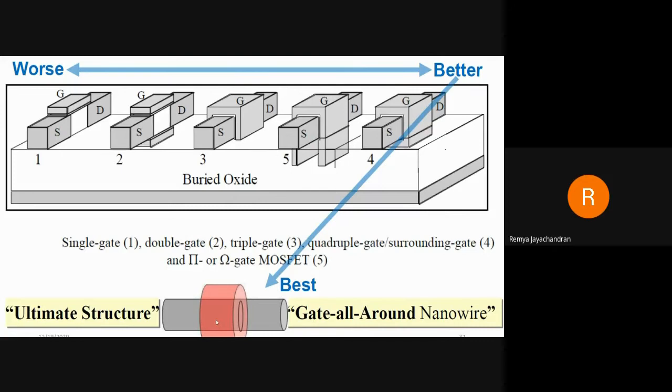Now the semiconductor industry is moving towards the 5 nanometer technology node, and researchers are working on these nanowire transistors.